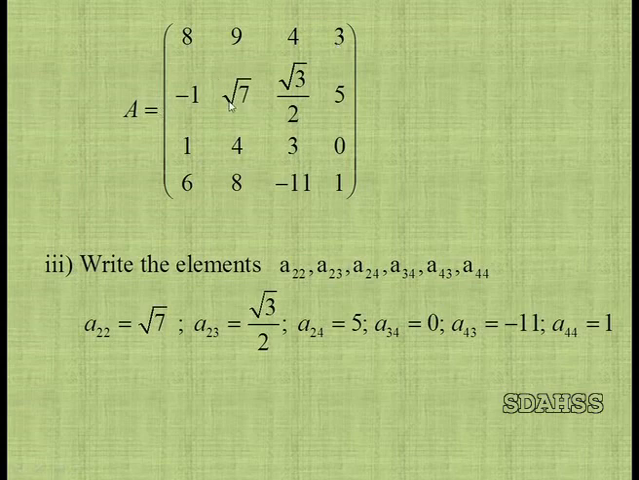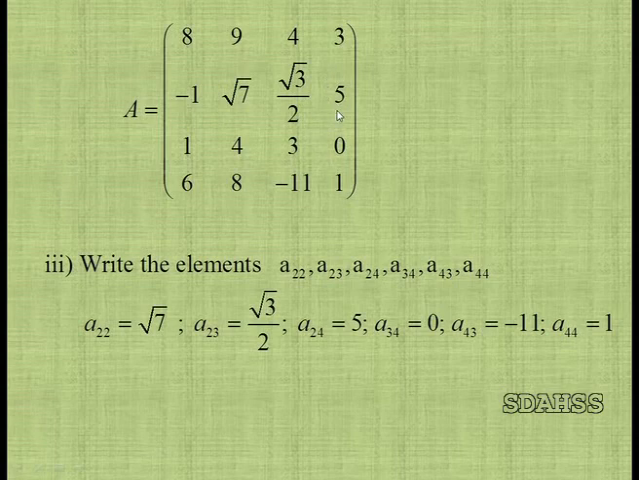Similarly, we can find out A22 means the element present in the second row and second column, that is A22 equal to root 7. Next A23 means the element present in the second row and third column. So A23 equal to root 3 by 2. Next A24 means the element present in the second row and fourth column, that is A24 is equal to 5.